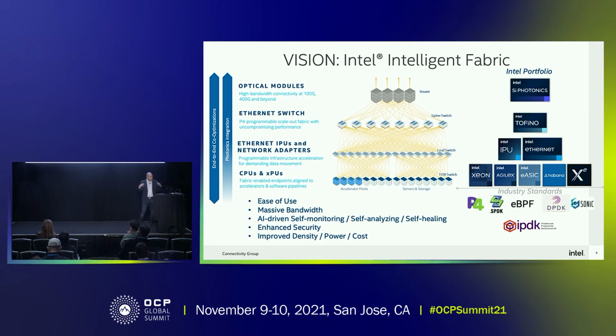So we're going to bring all this together for ease of use, right, to allow workloads to be brought onto the network and off the network efficiently and easily, to address that massive bandwidth we talked about, right, to provide self-monitoring, self-analyze, and self-healing so networks can actually run efficiently, okay, provide that enhanced security, because security is always an issue, right, and then improve density, power, and cost to address those OpEx and CapEx challenges which I spoke about earlier.